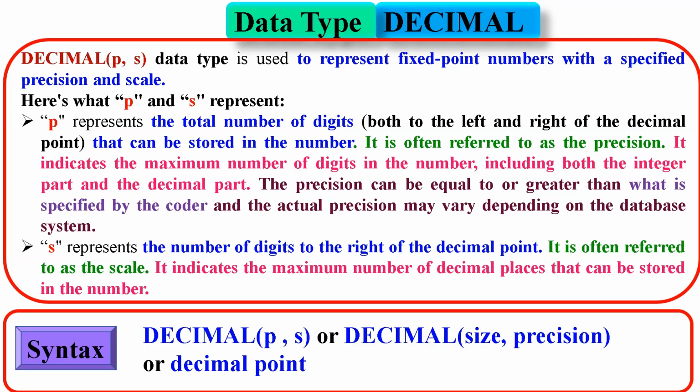The precision can be equal to or greater than what is specified by the coder, and the actual precision may vary depending on the database system. S represents the number of digits to the right of the decimal point. It is often referred to as the scale. It indicates the maximum number of decimal places that can be stored in the number. The syntax is decimal of p, s, or decimal of size, precision.